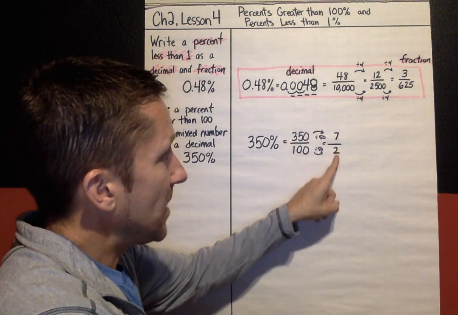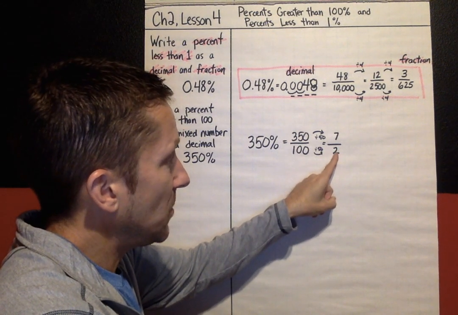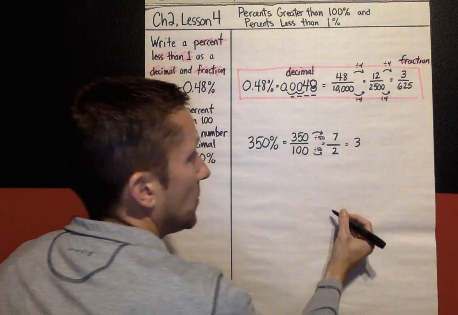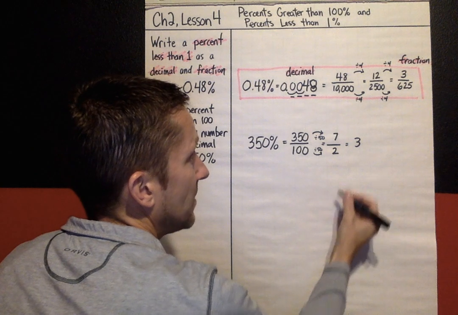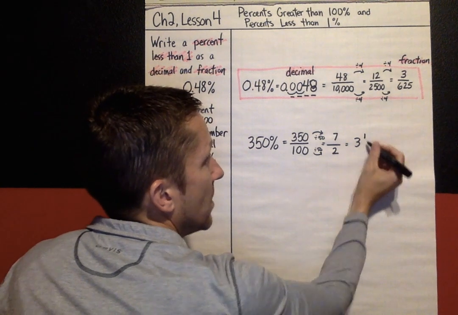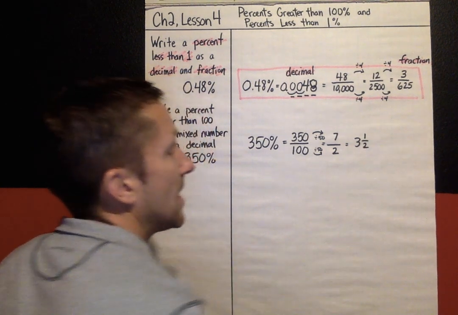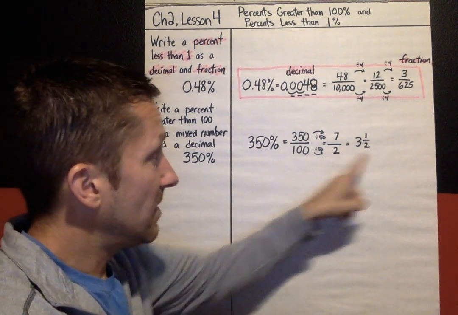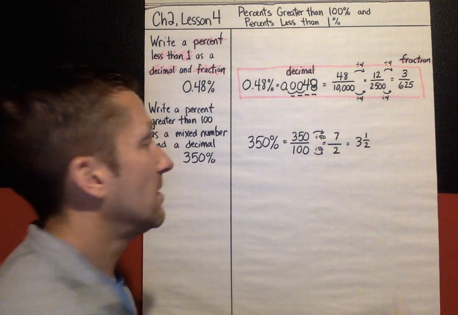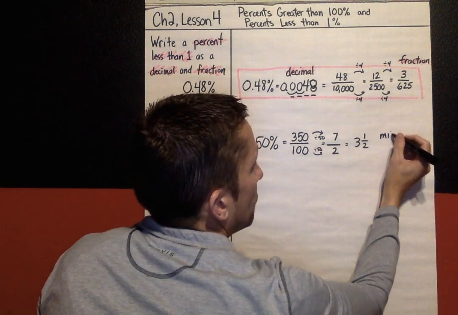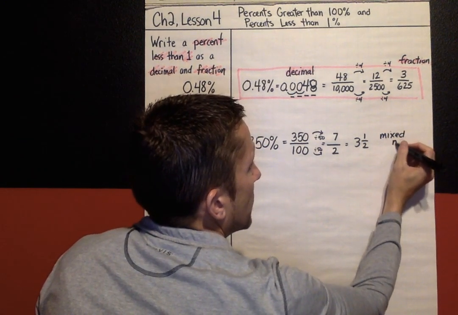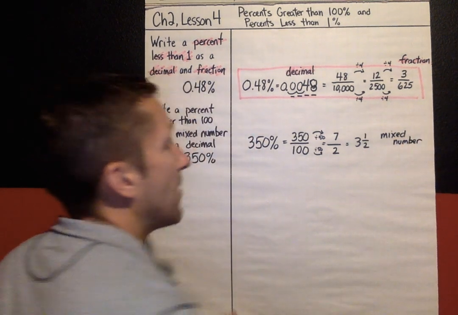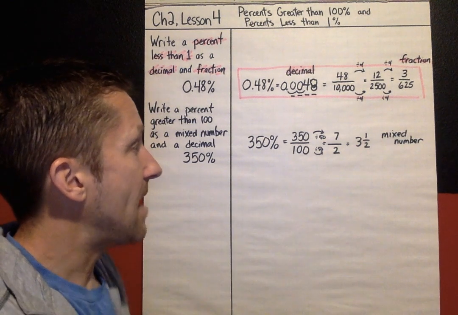I can change this into a mixed number by doing this. How many 2's go into 7? 3 2's fit into 7, and what's left is 1. I have 1 left over. My denominator is going to stay the same. So now I've got a percent greater than 100, and there is a mixed number right there. Remember, a mixed number has a whole number part and a fraction, 3 1/2.